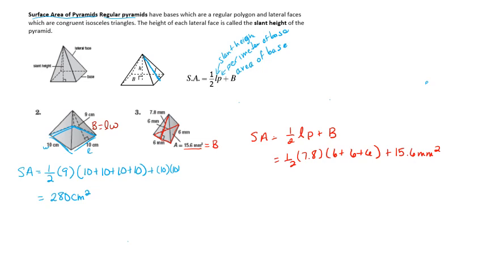Oh, we don't need to put the millimeters squared there. We can wait till the end to do that. All right. And then that's going to give me 85.8, and now we'll write millimeters squared.